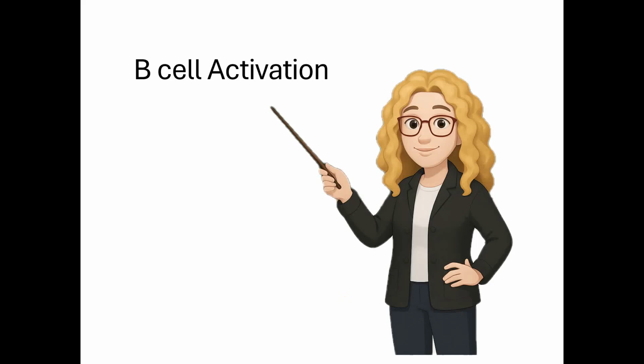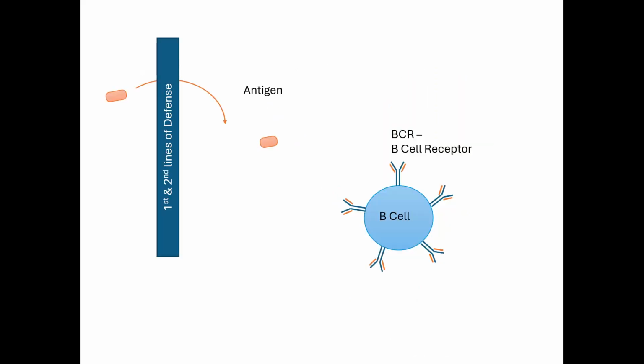In this video, we're going to talk about B cell activation, which is a crucial process for the adaptive immune response. We're going to look at how B cells recognize antigens, how they become activated, and how they contribute to that immune defense.